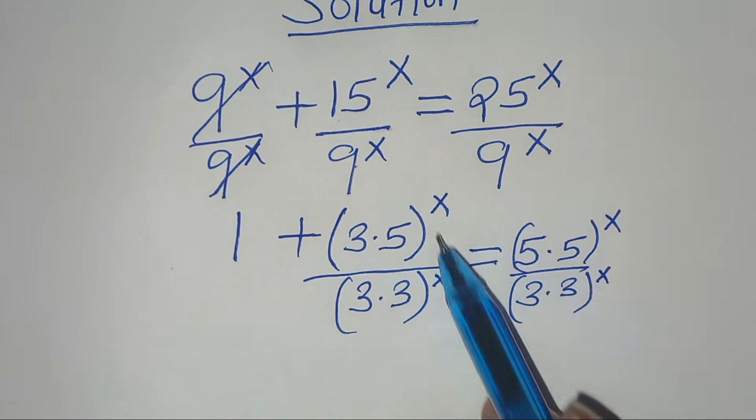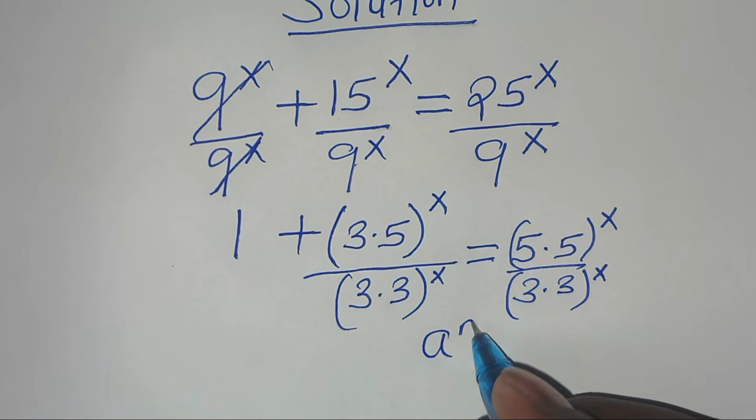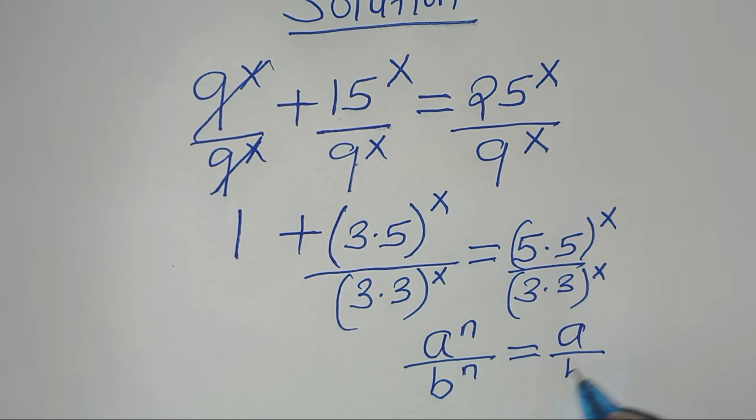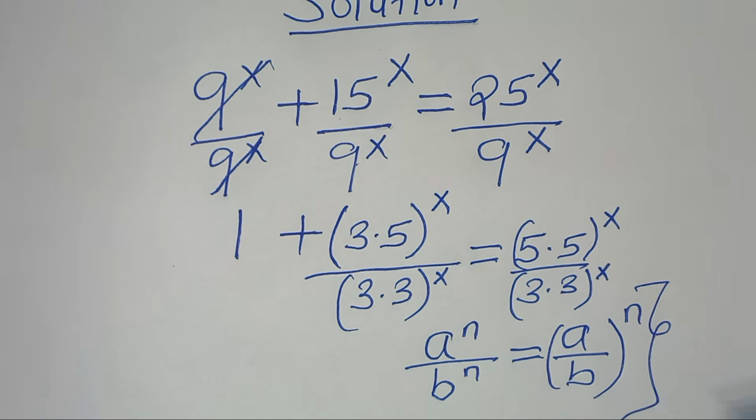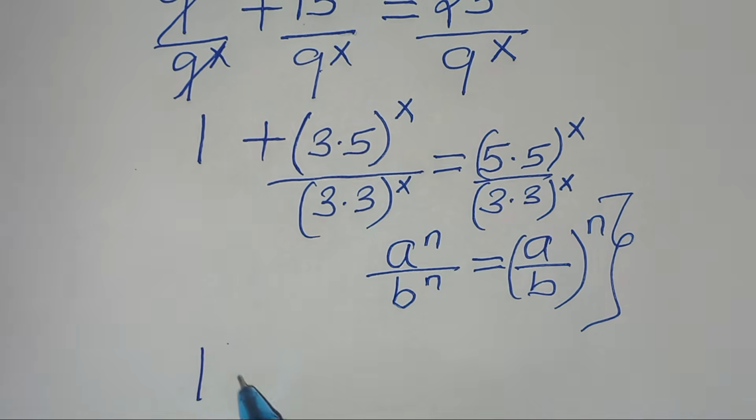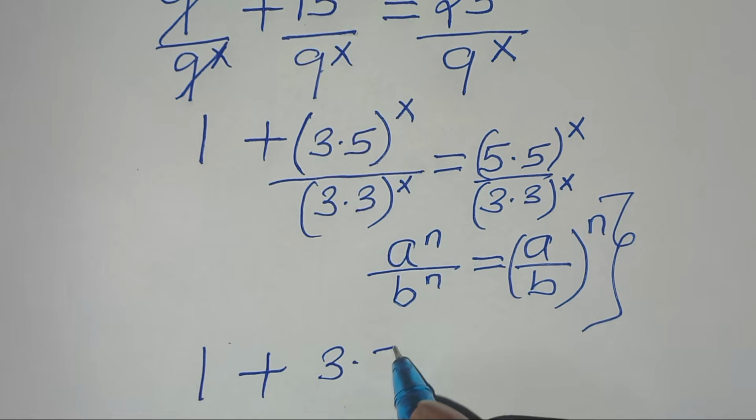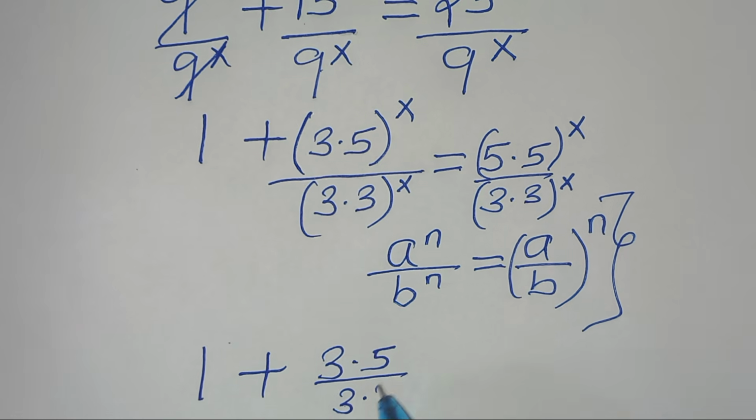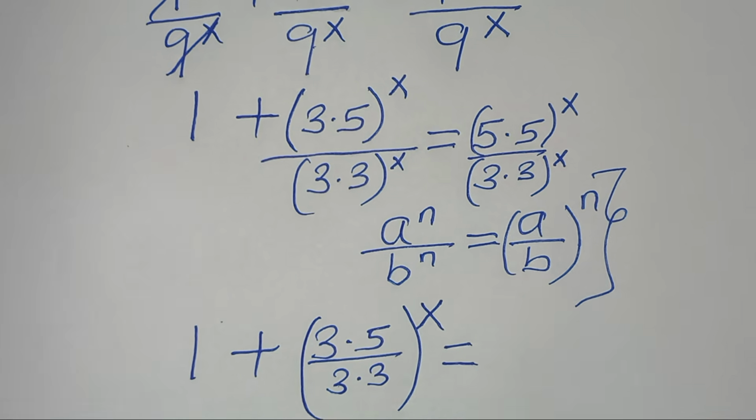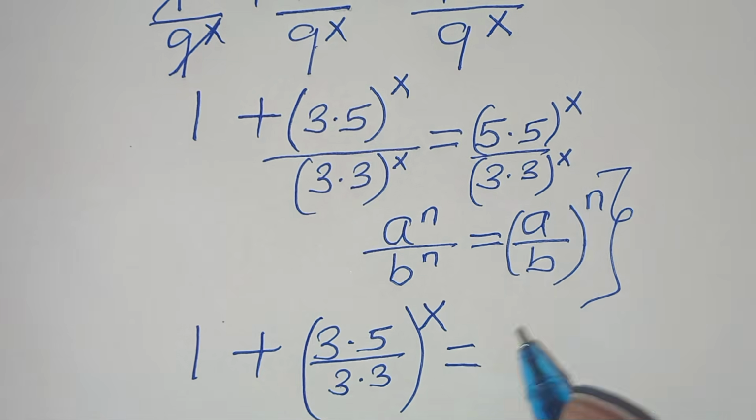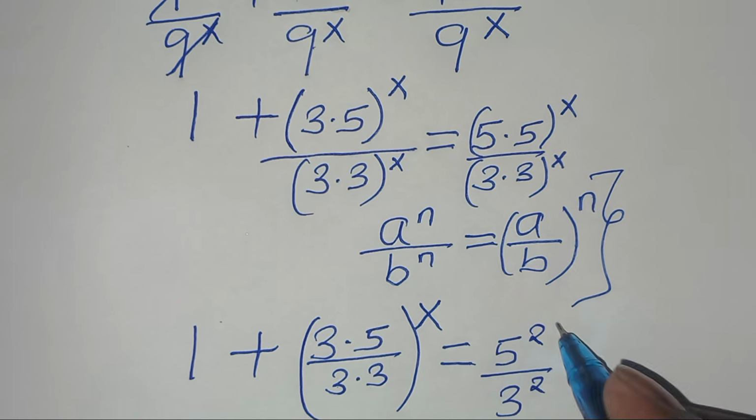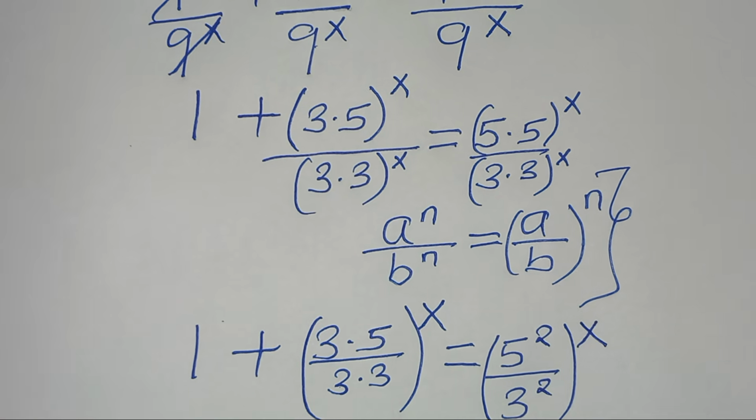The next step is that this is in the form of a to the power of n divided by b to the power of n, which we can express as a over b raised to the power of n. Applying this exponent property, then we have 1 plus 3 times 5 divided by 3 multiplied by 3, everything here raised to the power of x. This is equal to 5 times 5, which is 5 to the power of 2, divided by 3 squared, everything here raised to the power of x.